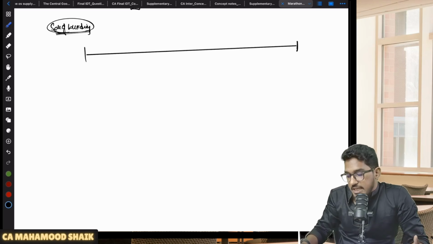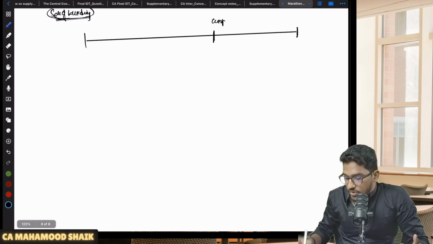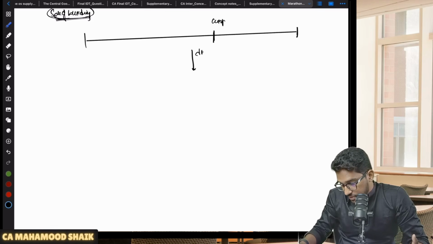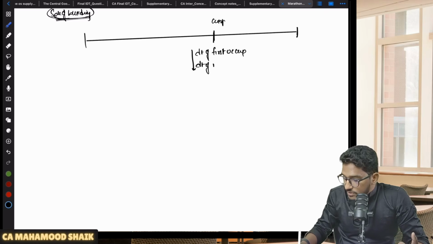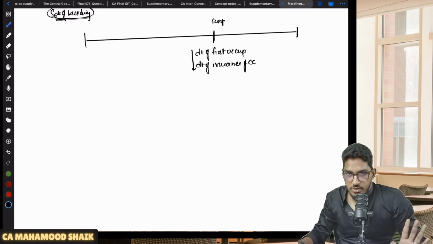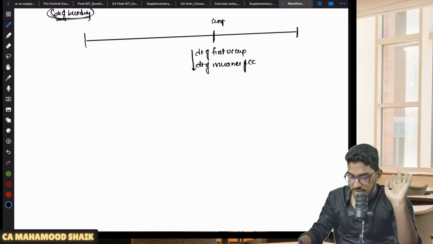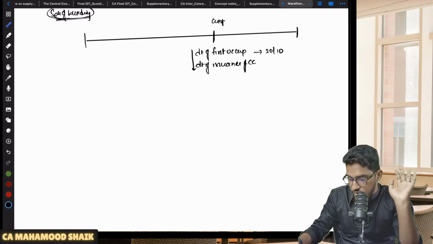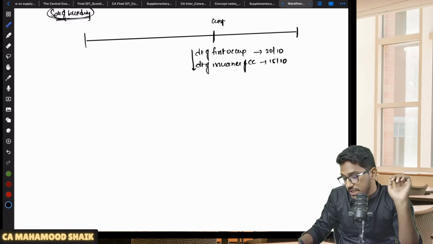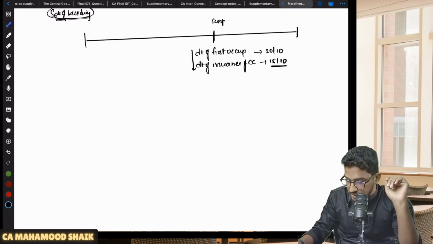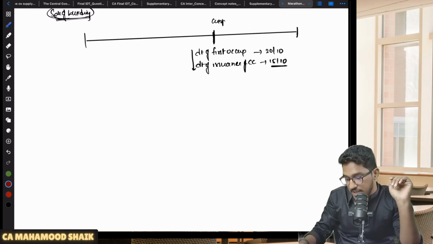What is that interpretation? In case of sale of building, first you have to determine one cutoff date. Sir, what is that cutoff date? Earlier of the date of first occupation, or the date of issuance of completion certificate by the competent authority. So, earlier of two dates. Let us say the date of first occupation is 20th of October, and the date of issuance of completion certificate is 15th of October. Whichever is earlier. Which one is earlier? 15th of October, sorry. So that will become my cutoff date.